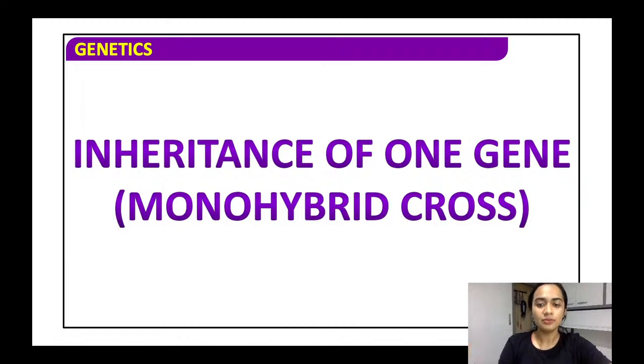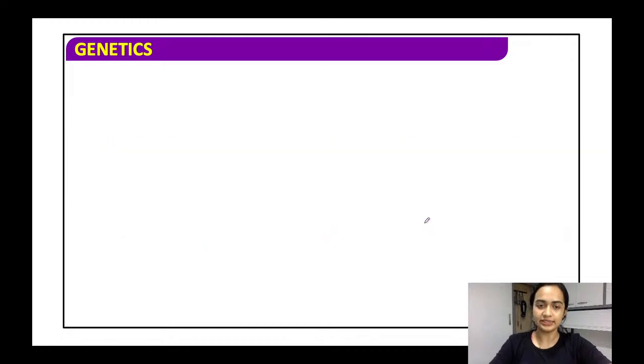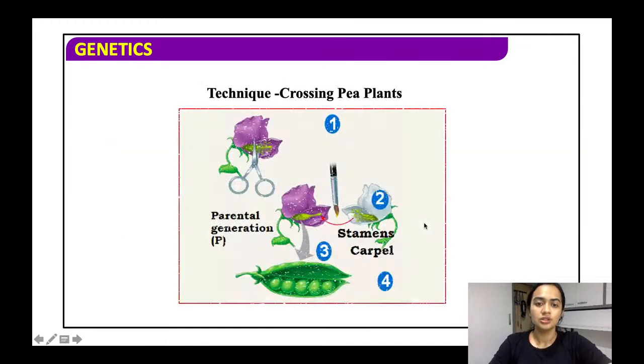Fine. Now coming to the inheritance of one gene, I will be discussing something known as the monohybrid cross in detail. So this is how a pea plant was crossed. From the parental generation, the pollen or the anther was taken and it was crossed between the stamen and the carpel. Fine.